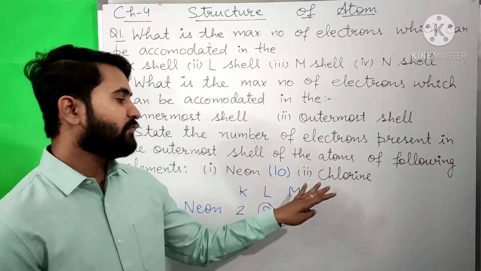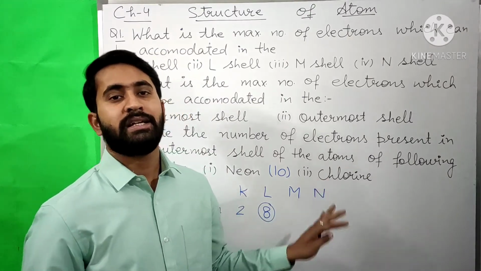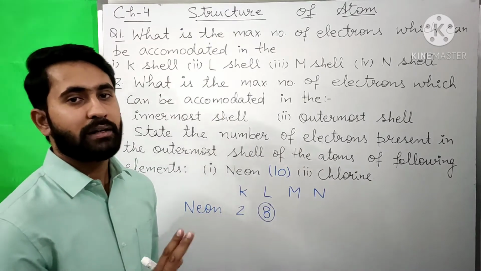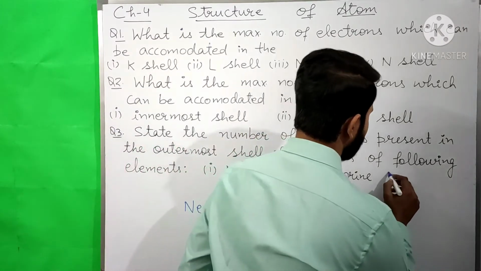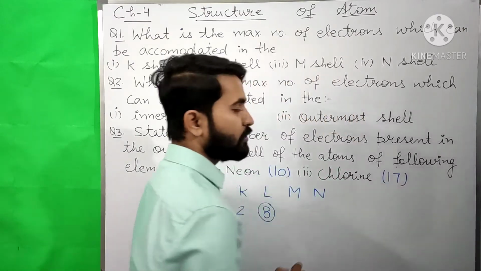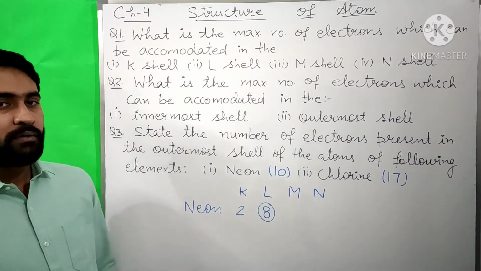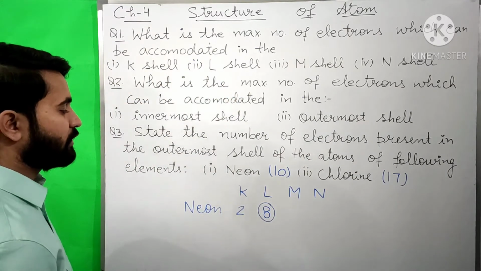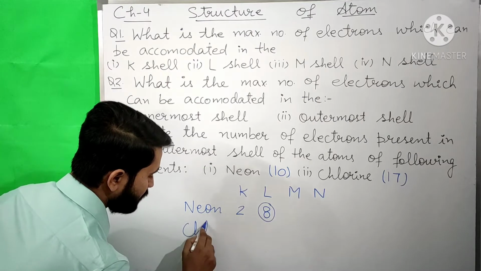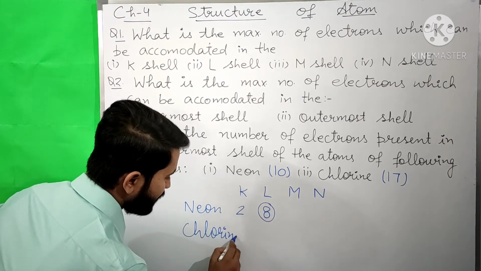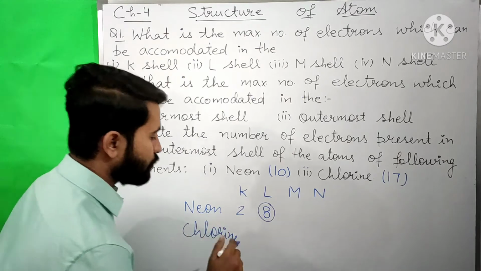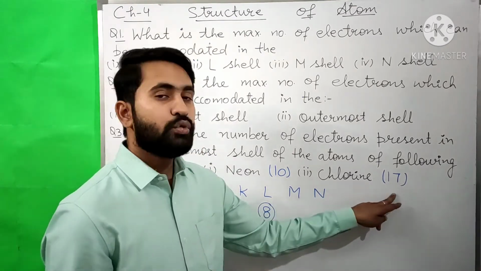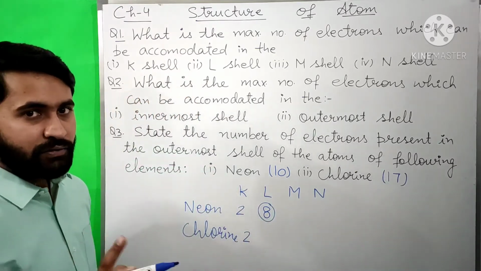Now in the second part, we have to tell the electrons present in the outermost shell of chlorine atom. Now the atomic number of chlorine element is 17. So the electrons present in chlorine atom will be equal to 17. So for chlorine, if you will write the electronic configuration, then in the K shell, the same 2 electrons will go. After that, if you will subtract 2 from 17, then the remaining is 15.